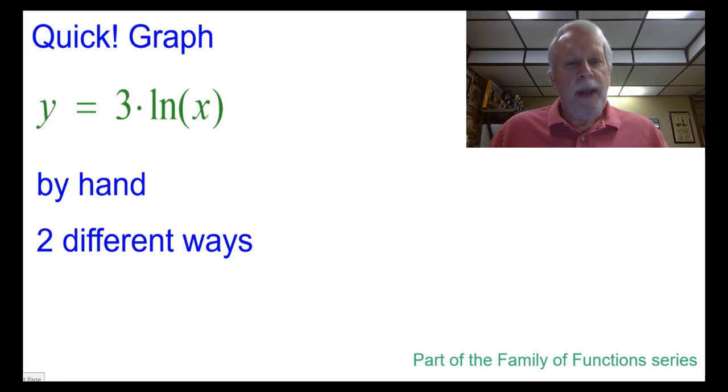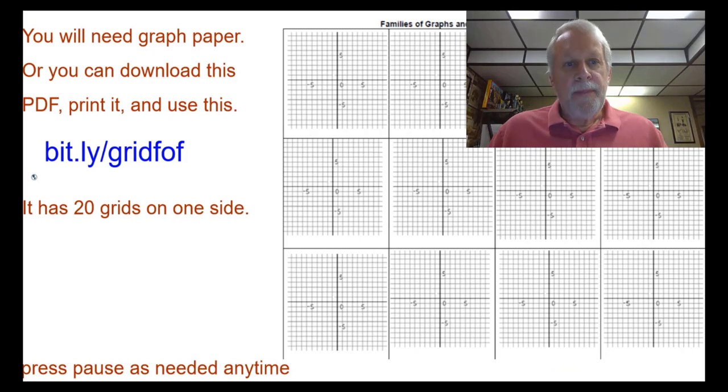Quick, graph y equals 3 times the natural log of x by hand, 2 different ways. This is part of the family of functions series. You will need graph paper, or you can download this PDF and print it. Press pause as needed anytime during this video.